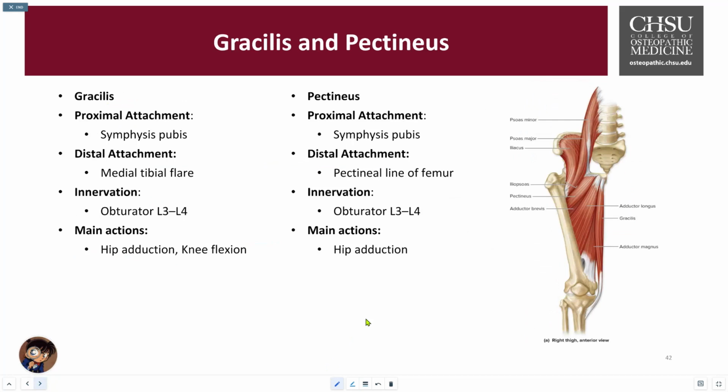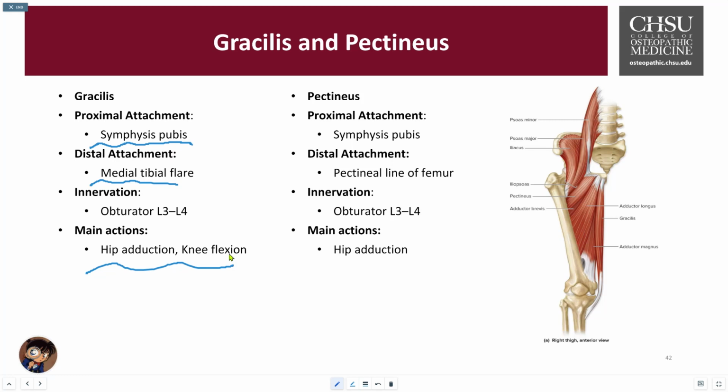Then we have the gracilis and pectineus. The gracilis is the proximal muscle, most medial. It originates at the pubic symphysis, and the distal attachment goes to the medial tibial flare. The main nerve that supplies it is the obturator, L3 to L4, and the key function here is hip adduction and knee flexion.